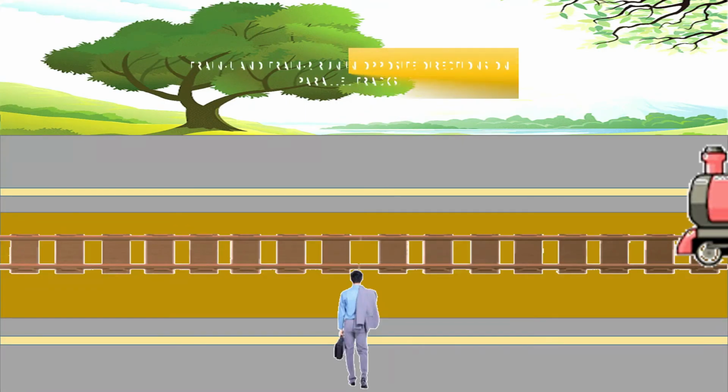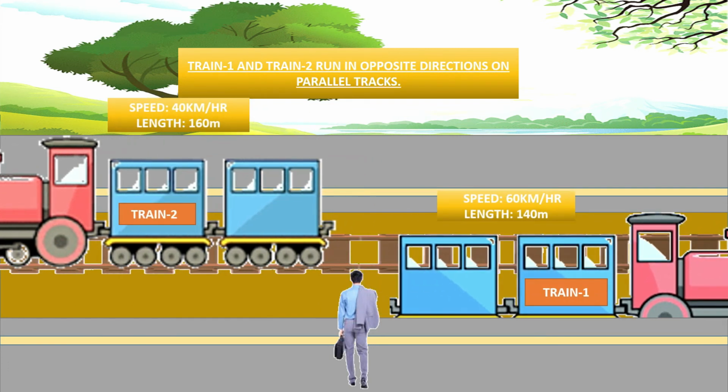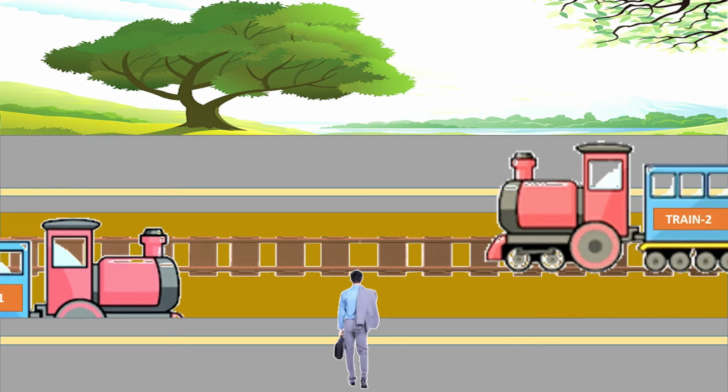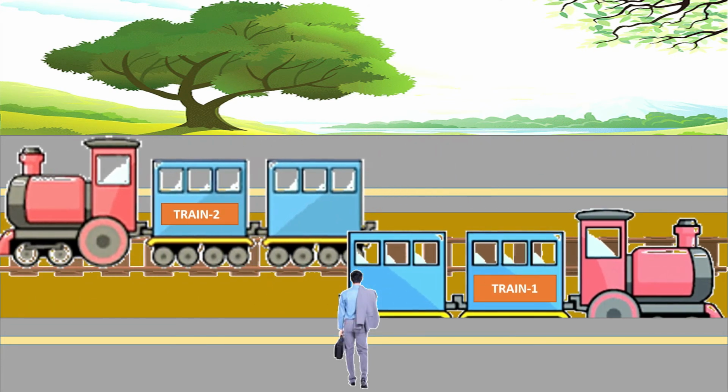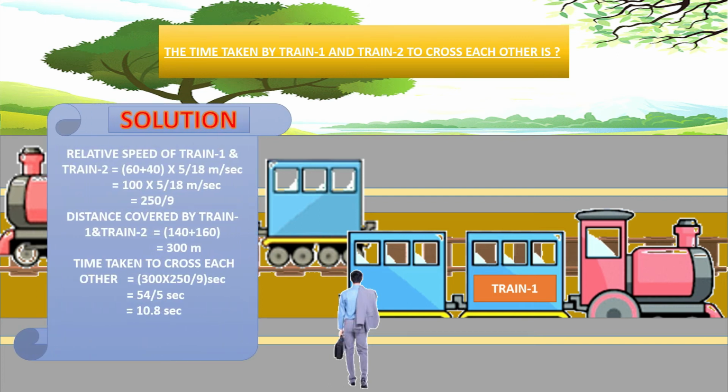Let us analyze the problem first. There are two trains. So we are assuming one train is train 1 and the other one is train 2. Train 1 and train 2 run in opposite directions on parallel tracks. The given data are: train 1 speed is 60 km per hour and its length is 140 meter. Train 2 speed is 40 km per hour and its length is 160 meter. The second thing is, how much time do train 1 and train 2 take to cross each other. That is the thing we are going to find here.